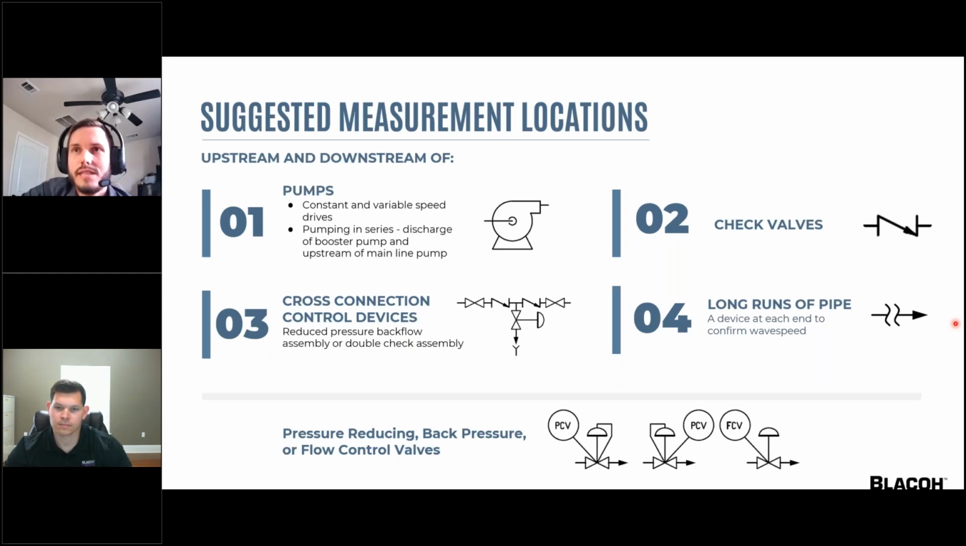You can place them on the discharge of constant and variable speed drives to verify the pump curve and its performance, and to detect flow reversal. If you are pumping in series, you can place one on the discharge of the booster pump and upstream of the mainline pump. You can measure the actual check valve closing time and detect the magnitude of the pressure spikes due to slam and whether any secondary water hammers were induced from the slam.